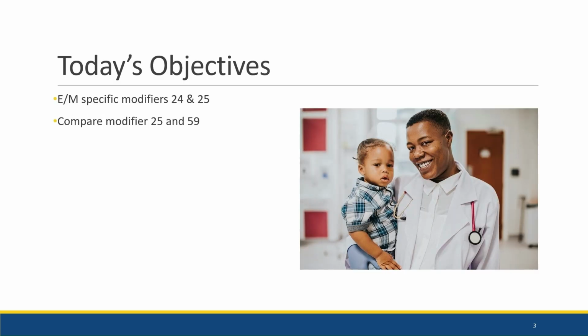So for today's objectives, we're going to be looking at E&M specific modifiers 24 and 25. I'm also going to compare and contrast modifier 25 with modifier 59, because I noticed that a lot of students confuse these two modifiers, and a lot of my students ask me when to use 25 and when to use 59 when it comes to E&M services. So we're going to take a look at those.